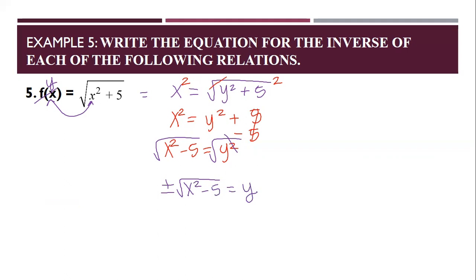Final step is to write it in inverse notation. So in inverse notation, I have f inverse of x equals plus or minus the square root of x squared minus 5.